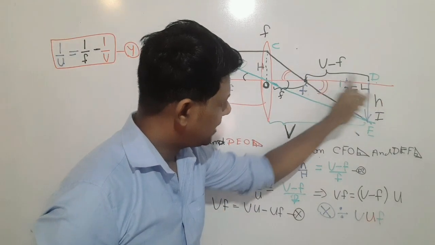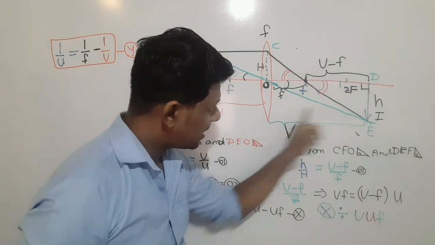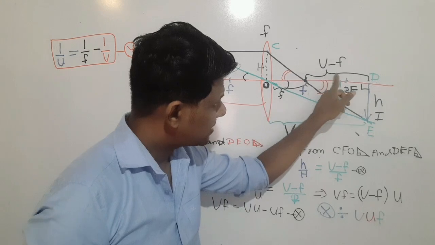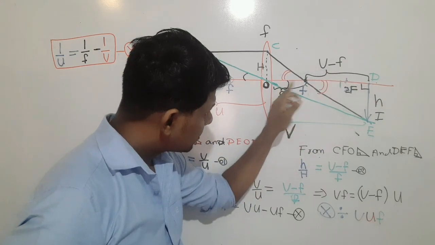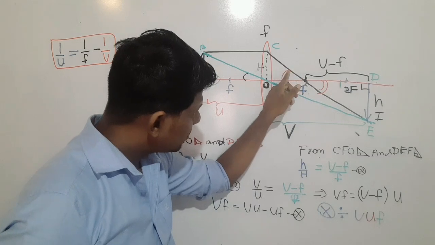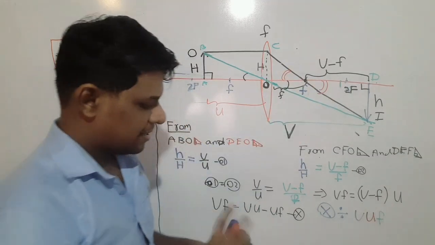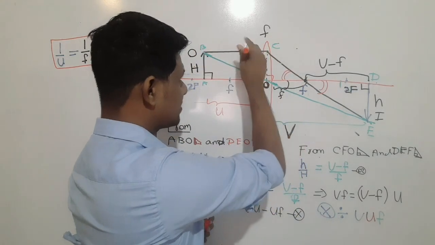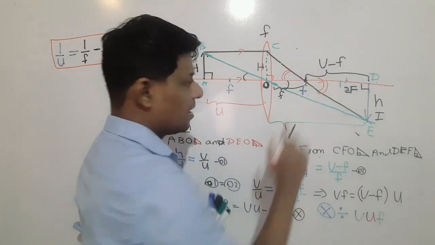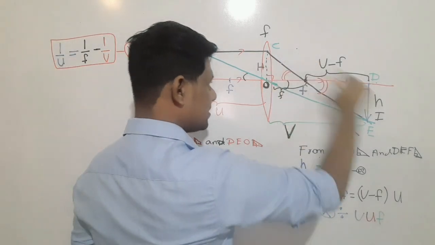The length from D to F is nothing other than V, the total length, minus F. So the length from D to F is V minus F. This triangle is also equiangular. Why? Opposite angles, right angles. This is also the same height, it replicates. See, the height is the same here because these two lines are parallel. This angle is also the same.